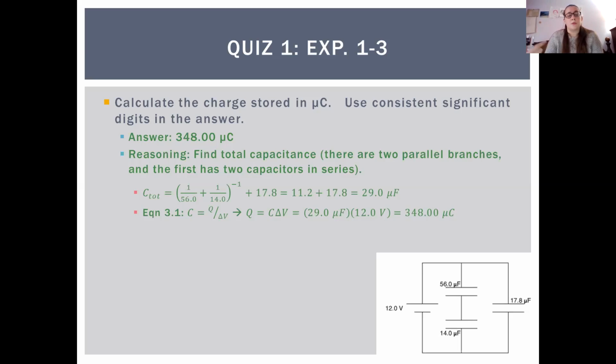He asked for the total charge. So we need to remember from equation 3.1 in the manual that capacitance is charge over our potential difference. So charge is capacitance times potential difference, or times our voltage. So 29 microfarads times 12 volts gives us 348 microcoulombs. So again, these numbers might not correspond to your version of the question, but hopefully you can follow this reasoning on your own quiz and see what answer you should have gotten there.